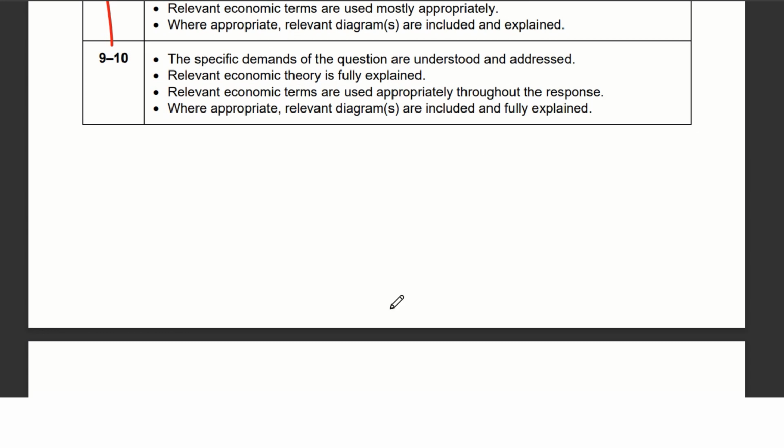And the next one is Paper 2. We will move on to Paper 2.